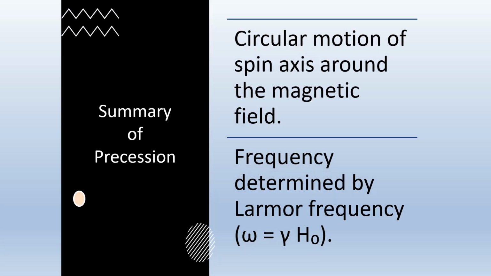Precession describes the circular motion of a nucleus spin axis around an external magnetic field. This motion occurs due to the torque applied by the field on the magnetic moment of the nucleus. The frequency of this precessional motion is determined by the Larmor frequency, given by the equation omega equals gamma H0, where gamma is the gyromagnetic ratio and H0 is the strength of the magnetic field. This concept is fundamental to understanding nuclear behavior in magnetic resonance technologies.